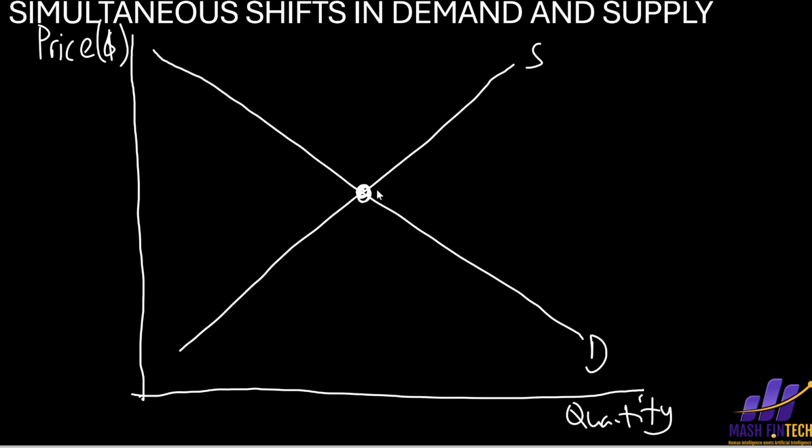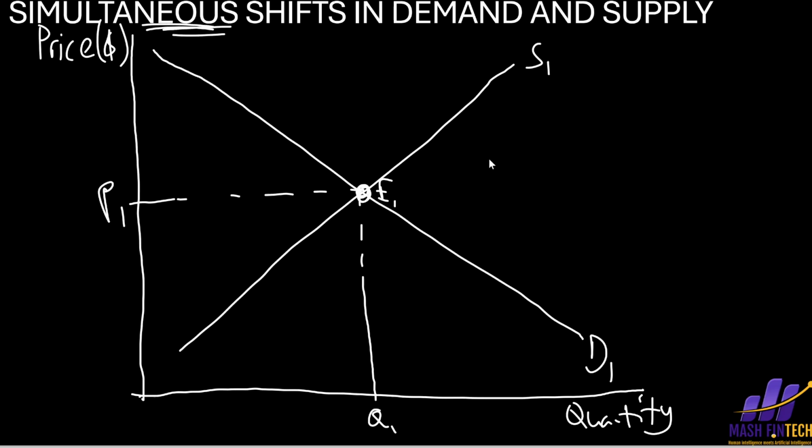The equilibrium is where they meet. Remember, the equilibrium is the point at which the quantity demanded is equal to the quantity supplied. So for ease of reference, I'm going to call this supply 1 and demand 1. The equilibrium price, I'm going to call it P1, and the equilibrium quantity, I'm going to call it Q1. This is equilibrium 1. Now, let's assume there's a simultaneous shift.